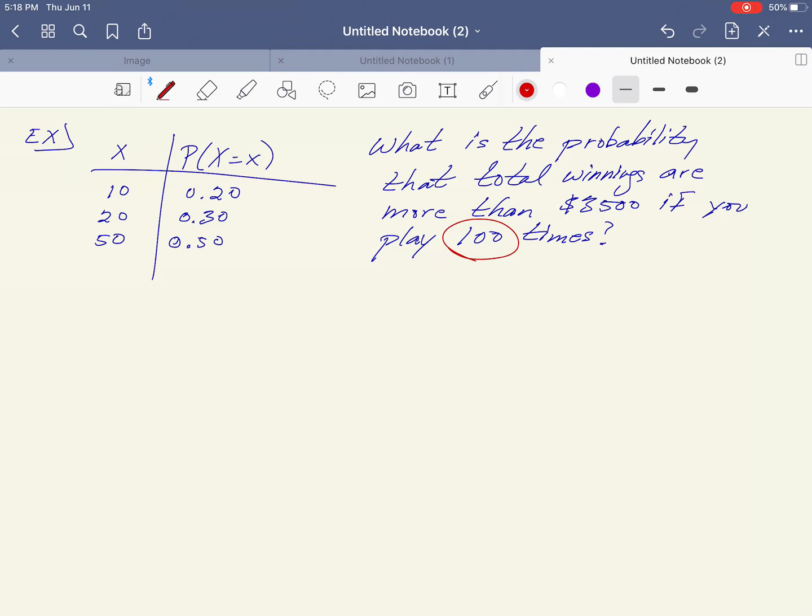So the first thing we need, before we can think about any kind of 100 times, is to figure out the original expected value. If I play just one time, what is my expected value for X? And what is my standard deviation for X?